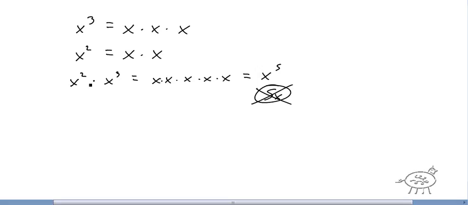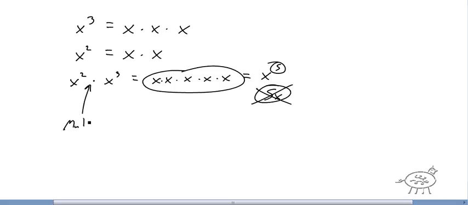Well, that's great to know. You can write it out and then add them up. But obviously, you don't want to do that every time. If you've already seen what we're doing here, there are 5 of those x's. That's why it's x to the fifth. So when you multiply variables with exponents, what you do is you add the exponents.